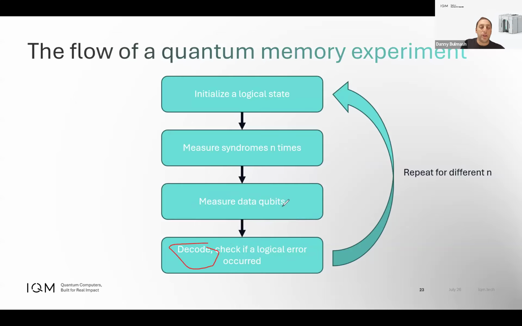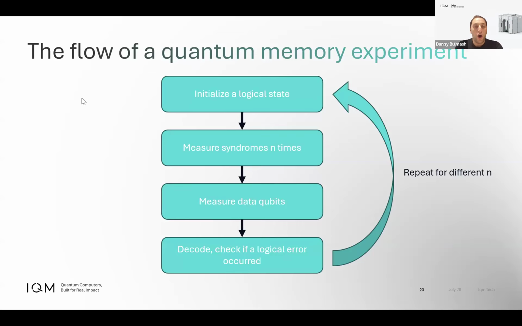So our data qubits are probably going to have lots of errors in them. But what we're going to do is we're going to use our syndrome measurements, plug them into the decoder, and ask, do we think a logical error happened? Or sorry, how do we correct the data qubits? So we correct the data qubits as part of the decoding process, and then we check, okay, at the end, did we get the same state we started with?